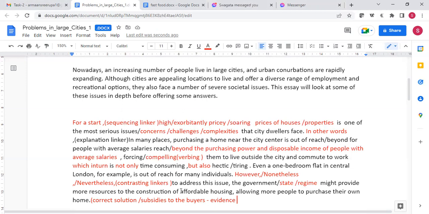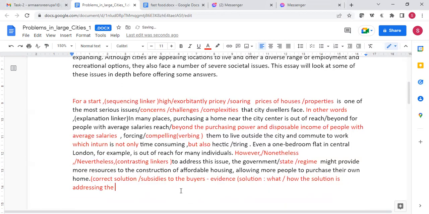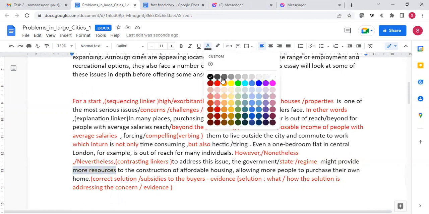Anyway, always remember that when you're working on a solution, what is the solution, how the solution is addressing the concern, and evidence is necessary. You cannot just give a solution and leave it. And remember, the solution that you're giving has to address the problem. Like here, the problem you're talking about is the soaring prices of houses. So if you say more resources, what do you mean by more resources? And if you say they should be arranging for water, electricity, and making all the utilities fine, that is not going to solve the concern of high and soaring prices of houses.